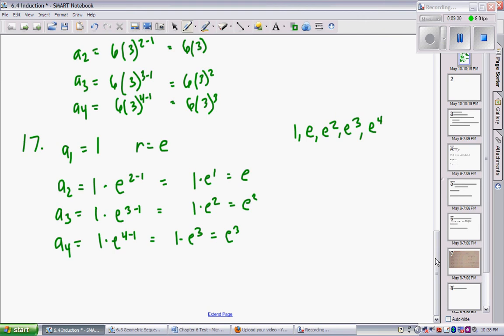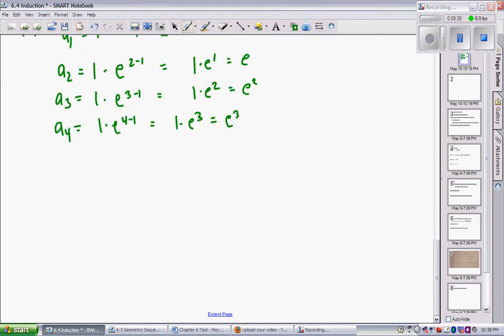Okay, let's look at numbers 19, 21, 23. Let's do number 21. And we have that our a sub 1 is equal to 9, and our a sub k plus 1 is equal to 2 times a sub k. Okay, well, k is just a form of another variable.